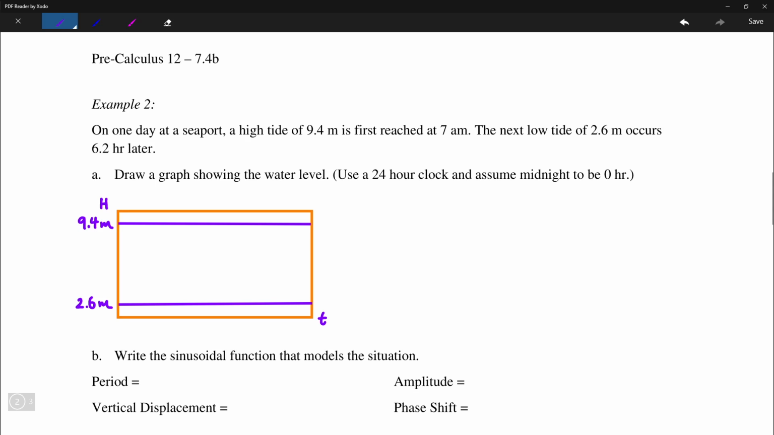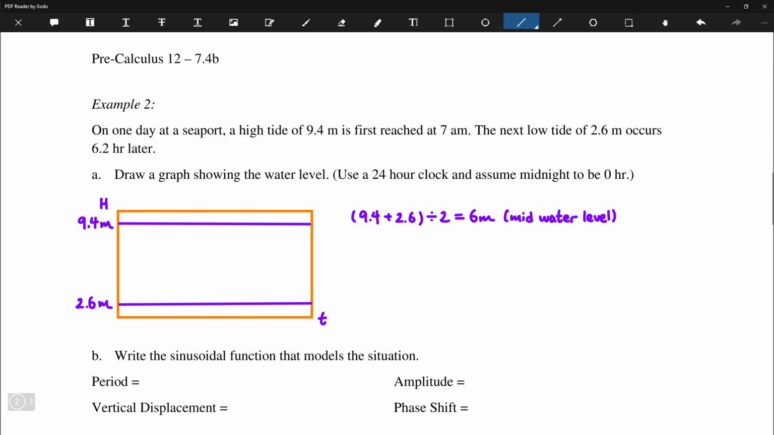So first thing we're going to do is find out where the midline is, or the middle water level. So this will be 9.4 plus 2.6, and then all of it would be divided by 2. And so we'll get 12 divided by 2, which is 6 meters. So this is the middle water level. Okay, so go ahead and draw that in here. Okay, so this is 6 meters.